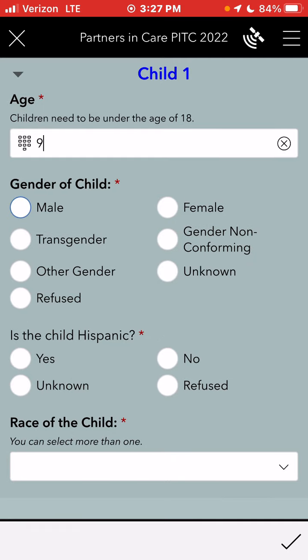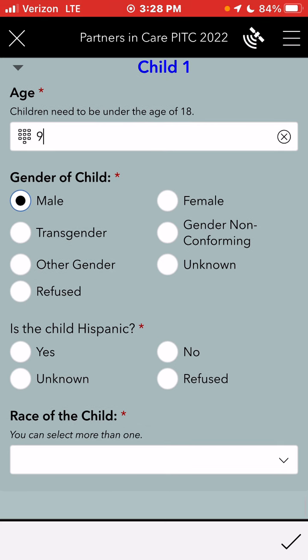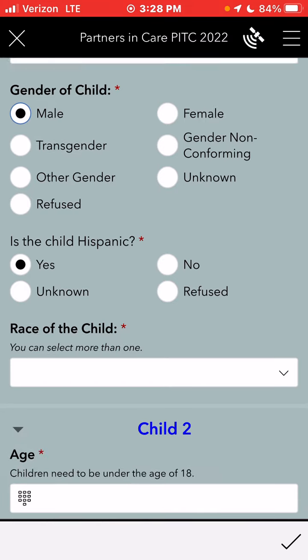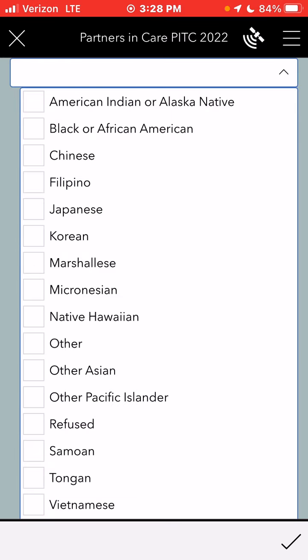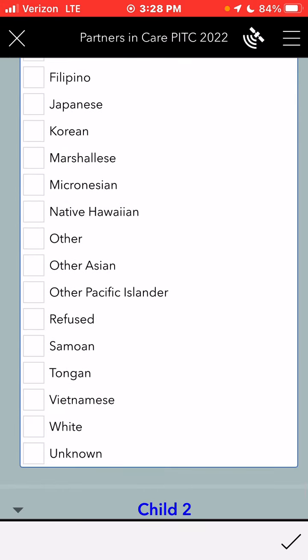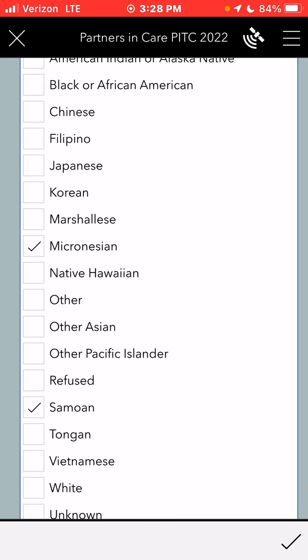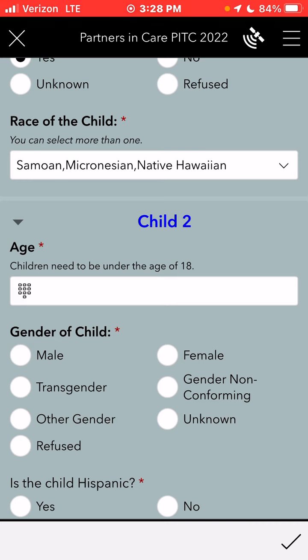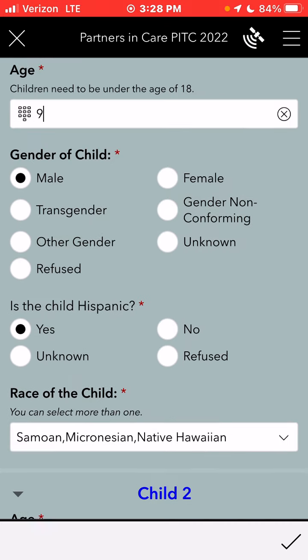You'll ask the gender of the child: male, female, transgender, gender nonconforming, other gender, or unknown or refused. Is the child Hispanic? Yes, no, unknown, refused. And then the race of the child, which you can press one or more. Unlike the adult question, if you press Native Hawaiian, additional questions do not pop up. So those are the 4 questions for the first child.